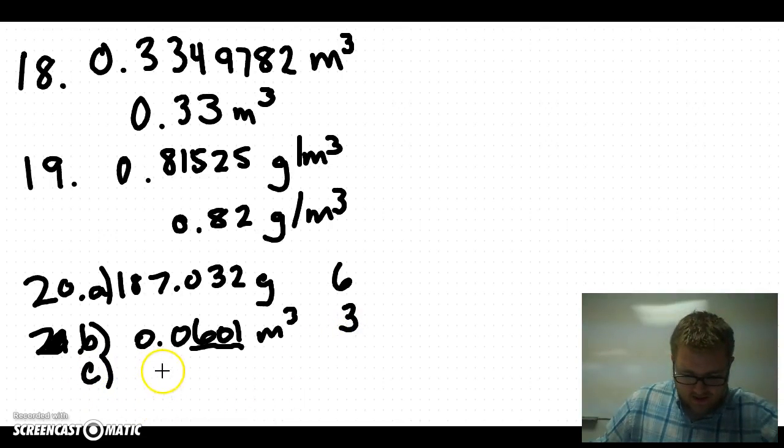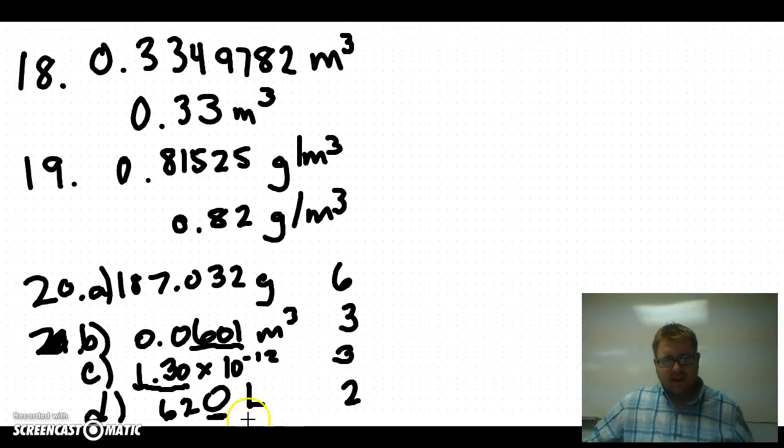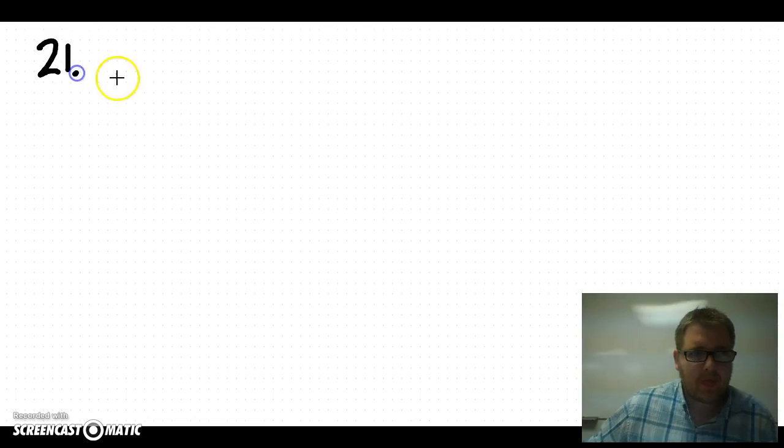For part C, we've got 1.30 times 10 to the negative 12th. Remember, with scientific notation, we just include everything in this number here. That's going to be 3 sig figs. For part D, 620, this 0 is just a placeholder. So we're going to have 2 sig figs there. Alright, let's look at conversions. Number 21.